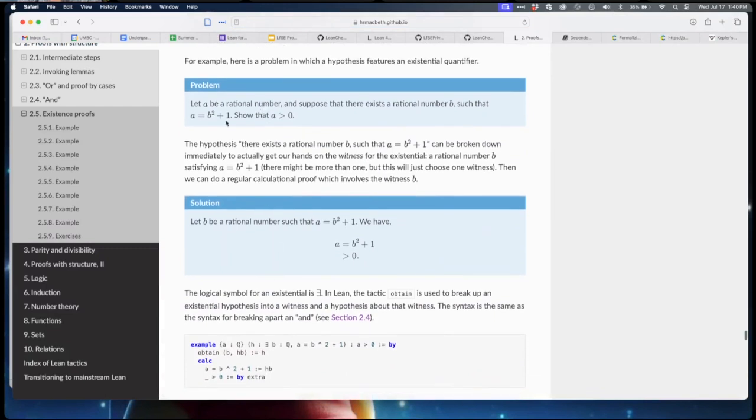I'm assuming there exists a rational number b. Okay, so that puts it on the front side of the colon. It's a hypothesis. Hypothesis, there exists a b such that, that's the comma. The comma stands in for such that, essentially. This is true.